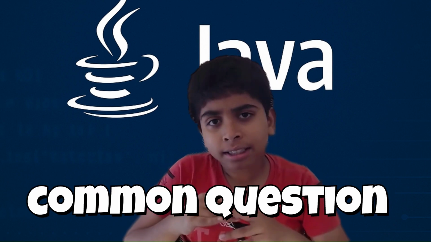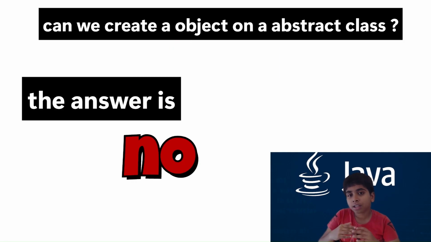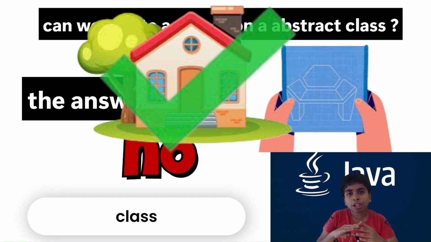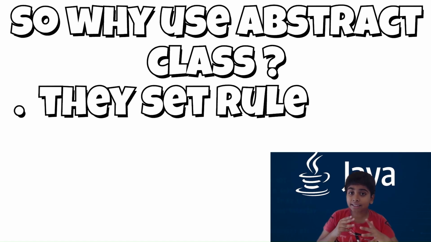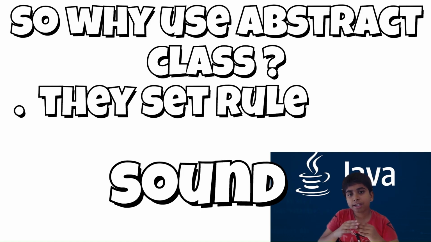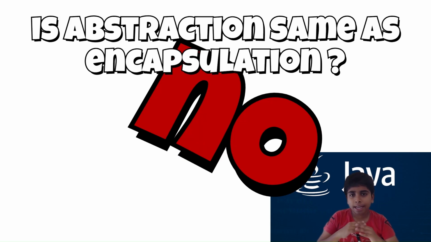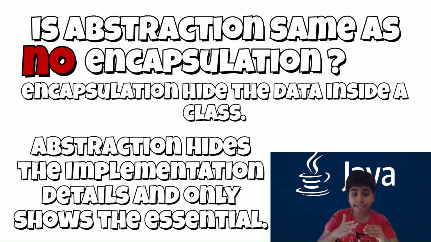Okay, so let's also clear up a few common questions. Usually people ask, can we create an object of an abstract class? No, abstract classes are just blueprints. You can't live in a house that is only a blueprint. You need a real class first. So why use abstract classes? Because they set rules. Like in our case, every animal must have a sound. Next question. Is abstraction the same as encapsulation? No. Encapsulation hides the data inside a class. Abstraction hides the implementation details and only shows the essentials.